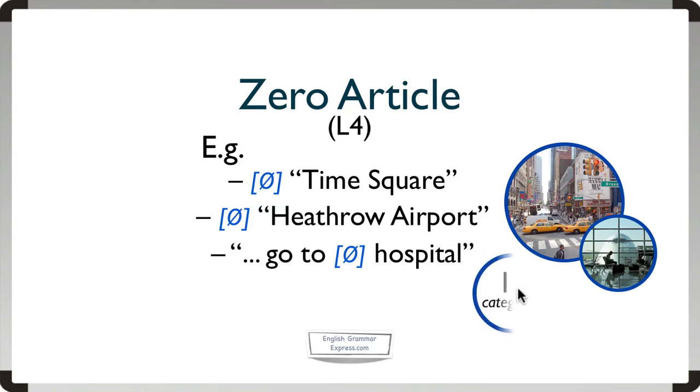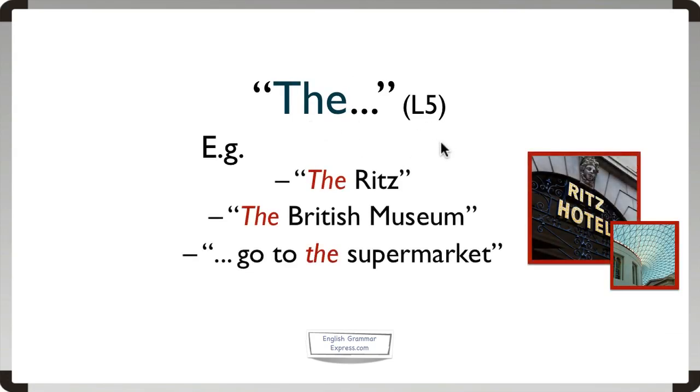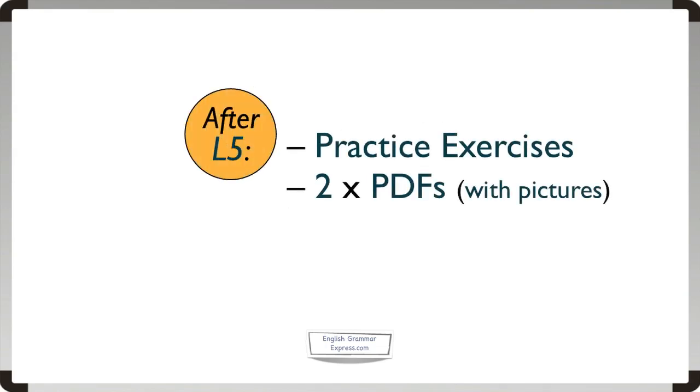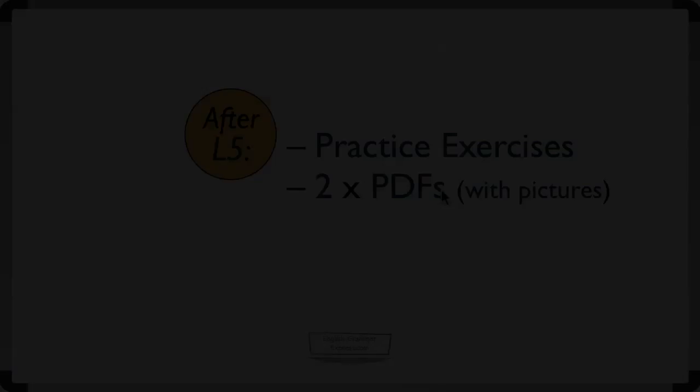And there are 16 categories of example to look at. We'll look at those in lesson 4. Meanwhile, for special uses of the, we might look at examples like the Ritz, the British Museum, and to go to the supermarket. And there are 10 categories here, and we'll look at those in lesson 5. At the end of both lessons, there will be practice exercises and PDFs with pictures for you to download.